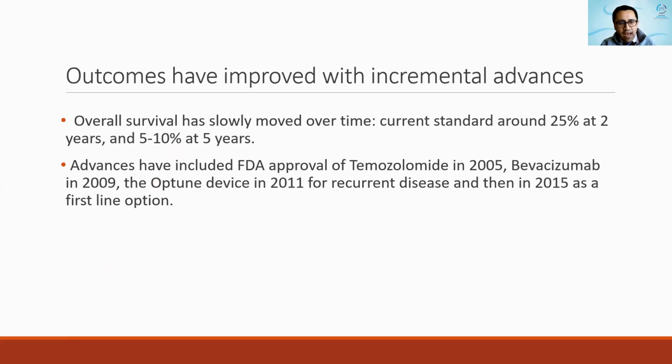The advances which have happened over the last 20 years include the FDA approval of temozolomide, which was a relatively significant change in 2005. Bevacizumab, a vascular endothelial growth factor inhibitor, was approved for recurrent disease in 2009. The Optune device, which is a completely unique electromagnetic device, has been validated for glioblastoma several times in several studies now, first for recurrent disease in 2011, and then as a first line option in 2015. All of these have improved survival, as is validated over these longitudinal patient registries outside of clinical trials as well.